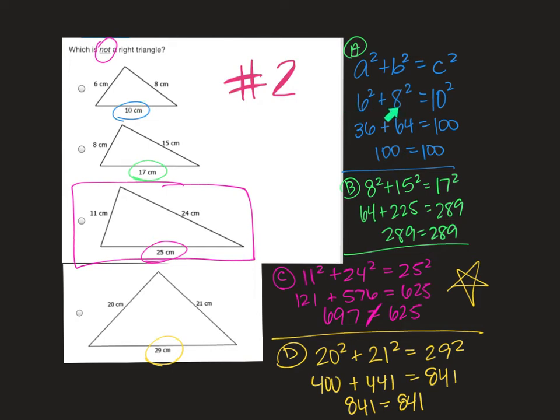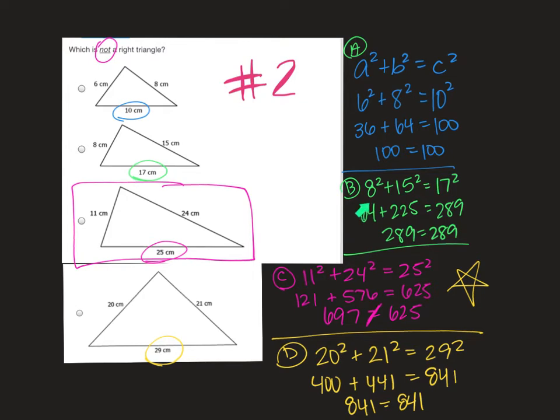We plugged 6 and 8 in for the legs and 10 in for the hypotenuse. When we squared those and got 36 and 64, we added them together and saw that it did equal the right side. So that one was a right triangle. Remember, this one says which one is not, so that's why we didn't choose that for our answer.